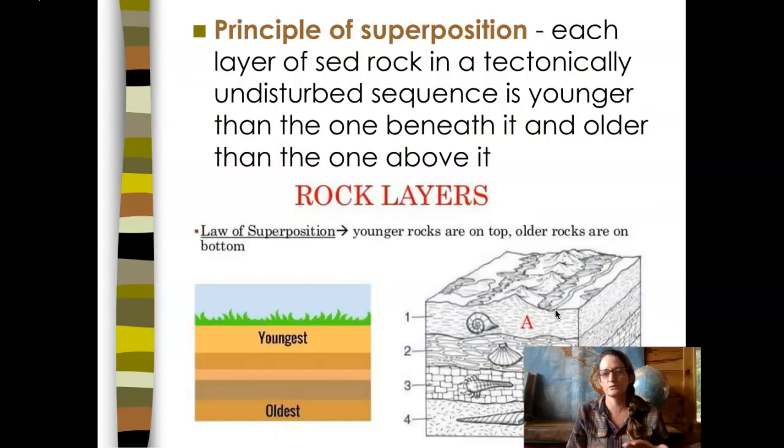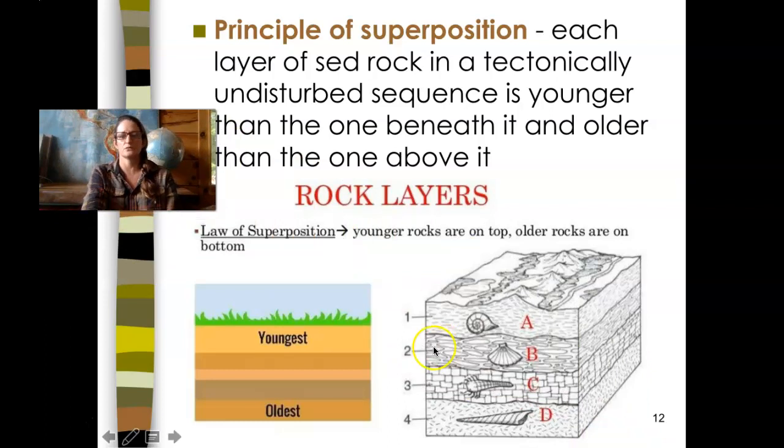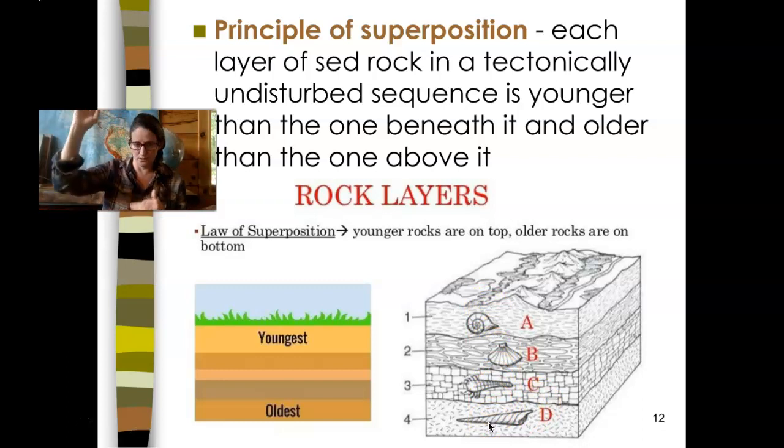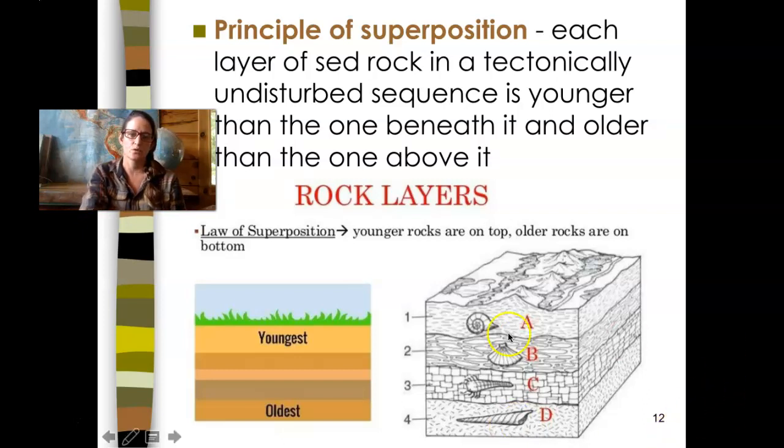Okay, principle of superposition. That's the idea that the oldest rock unit is on the bottom and the youngest rock unit is on the top. That's in an undisturbed sequence. Sometimes rocks get flipped upside down, but in an undisturbed sequence, the oldest is on the bottom and the youngest is on top. Sometimes we look at fossils to think about the time from evolution from one fossil to another in that sequence. So this order here is the stratigraphic order of those units.